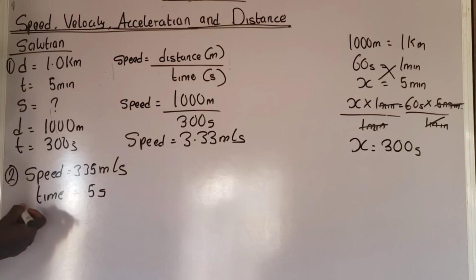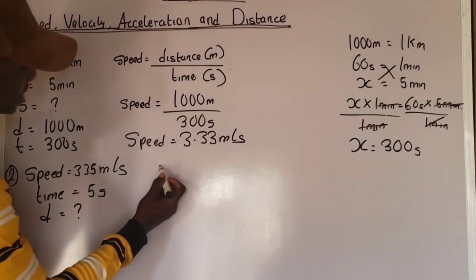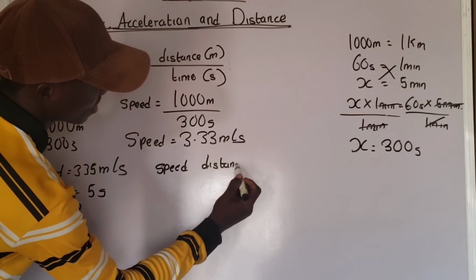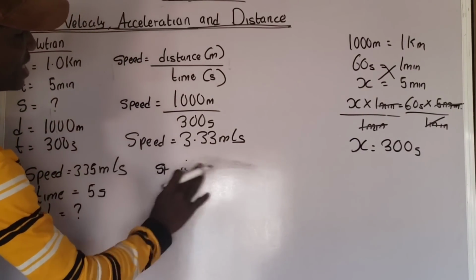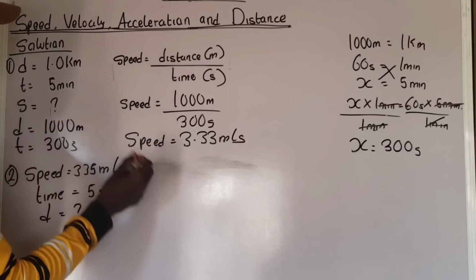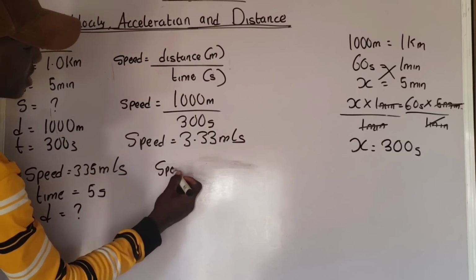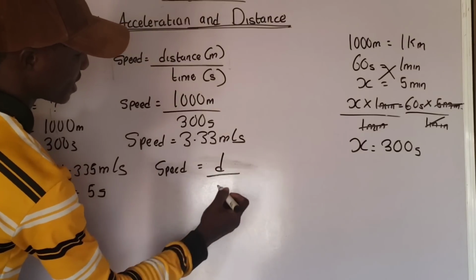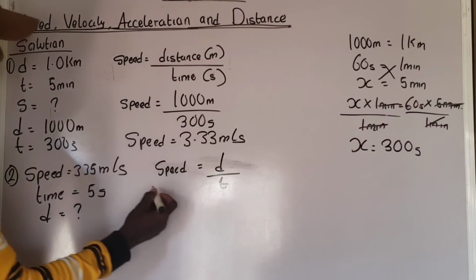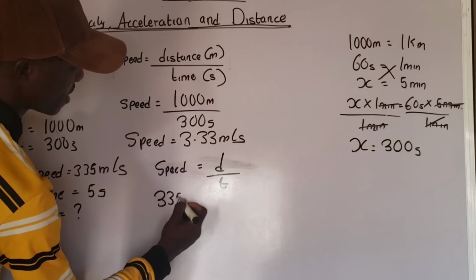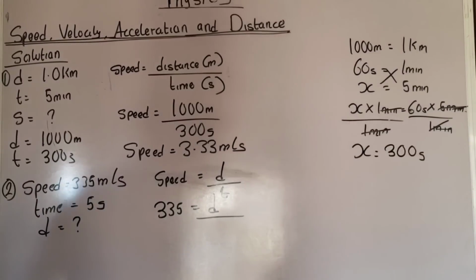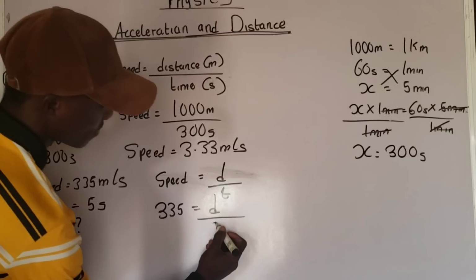So we are asked to calculate the distance. We don't know the distance. Now, we are still going to use the formula of speed. Speed equals distance all over time. So here I'm going to have speed equals the unknown distance, d, all over t. The speed that we're given is 335. So I'm going to have 335 equals the distance that I'm looking for all over the time. Here the time is 5 seconds, so I'm going to have this over 5.